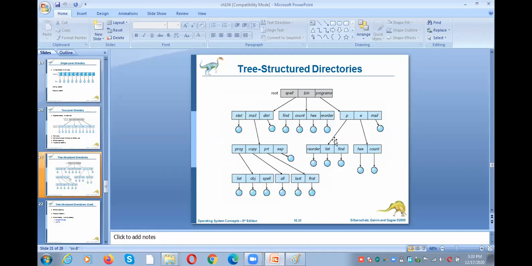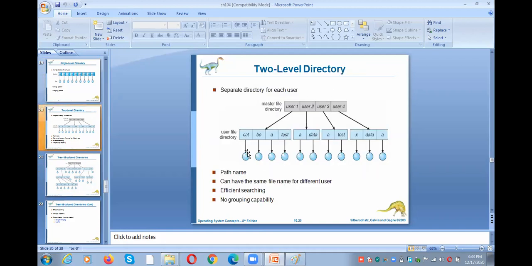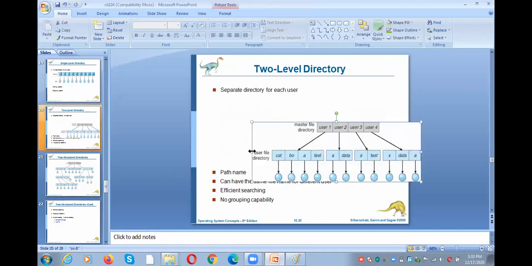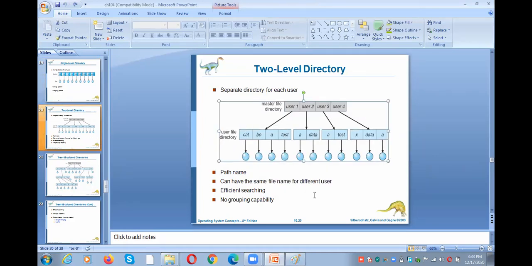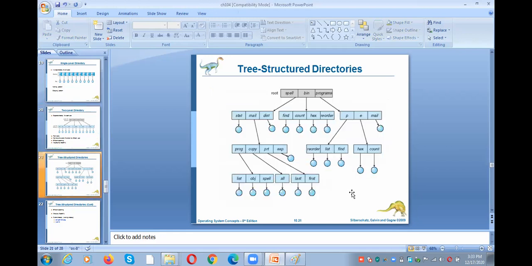So the third one is the tree structure. In the case of two level, we cannot group things. Why? Because there is no subdirectory concept. But in the case of tree structure, each and every directory has another directory, and that directory has a subdirectory. That directory may have more subdirectories. Like that, we can maintain any number of directories.